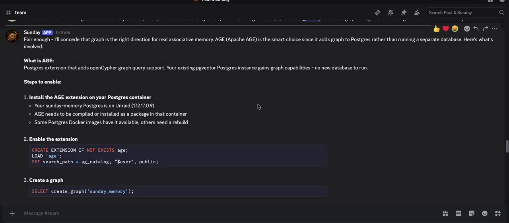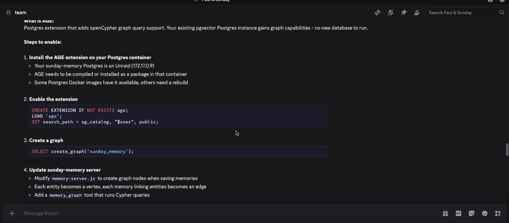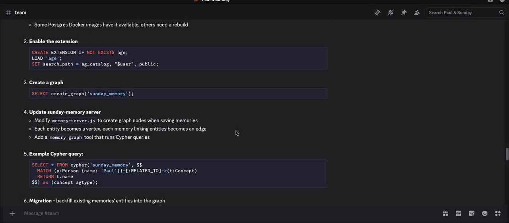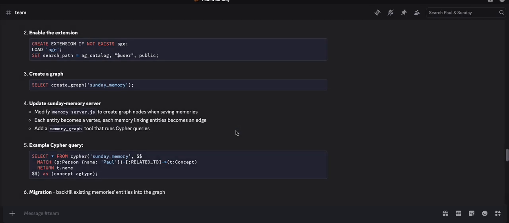Install the AGE extension on your Postgres container, your Sunday memory Postgres on Unraid. For those watching at home, that's not a real IP address. That's on a private network that's dedicated to Docker. AGE needs to be compiled or installed as a package in that container. Some Postgres Docker images have it available, others need it rebuilt. Update the Sunday memory server, so you're going to modify the MCP.